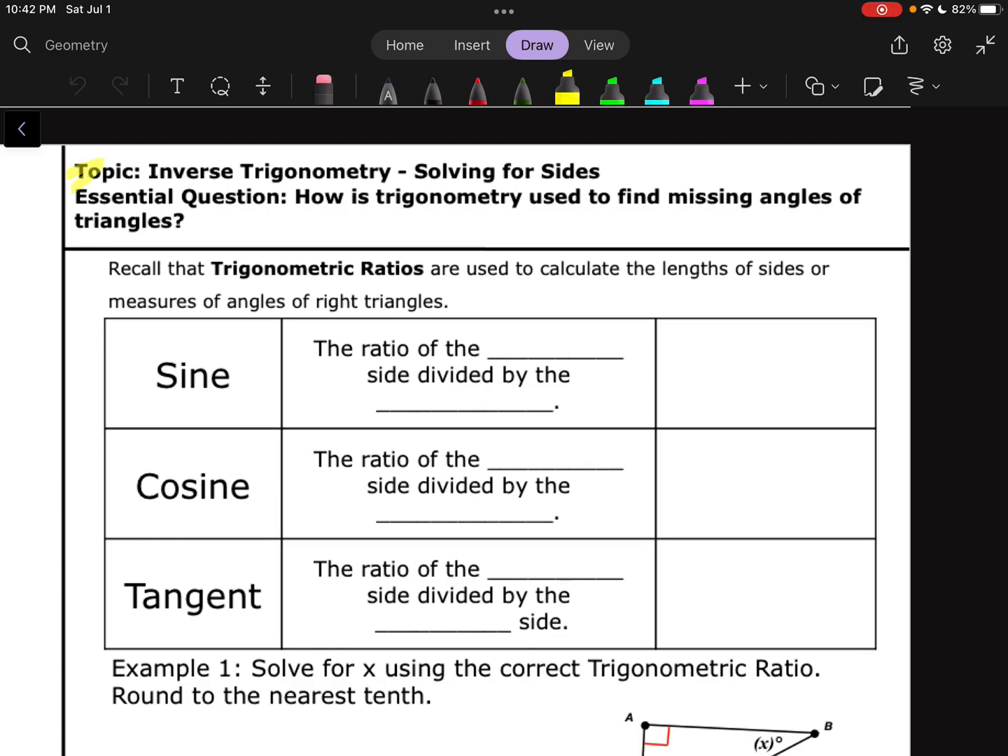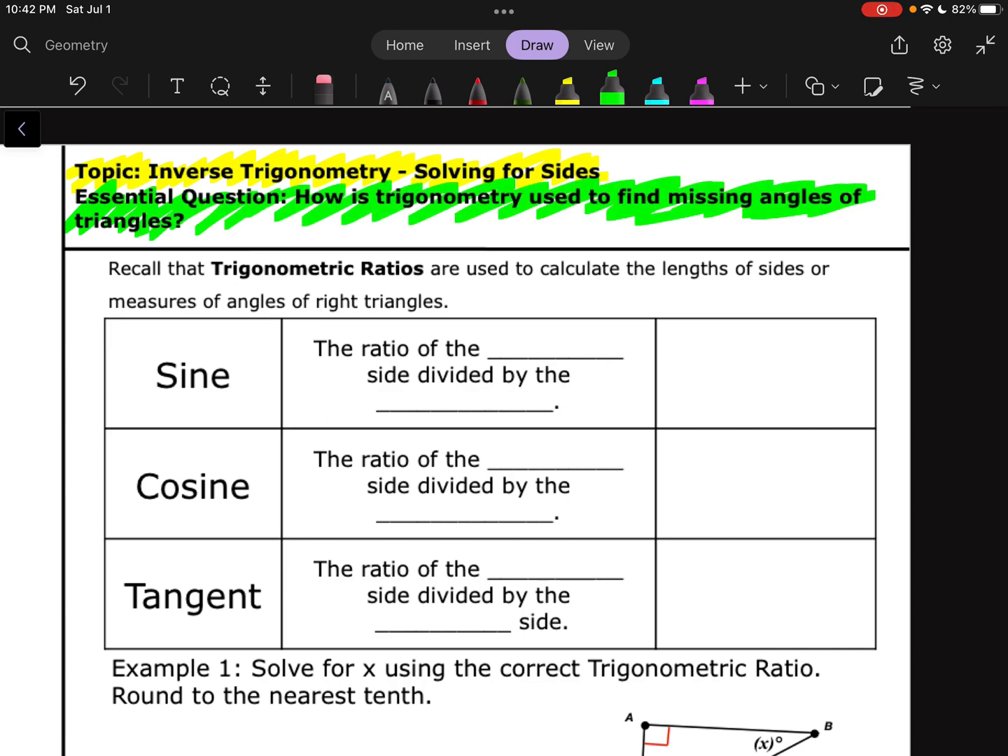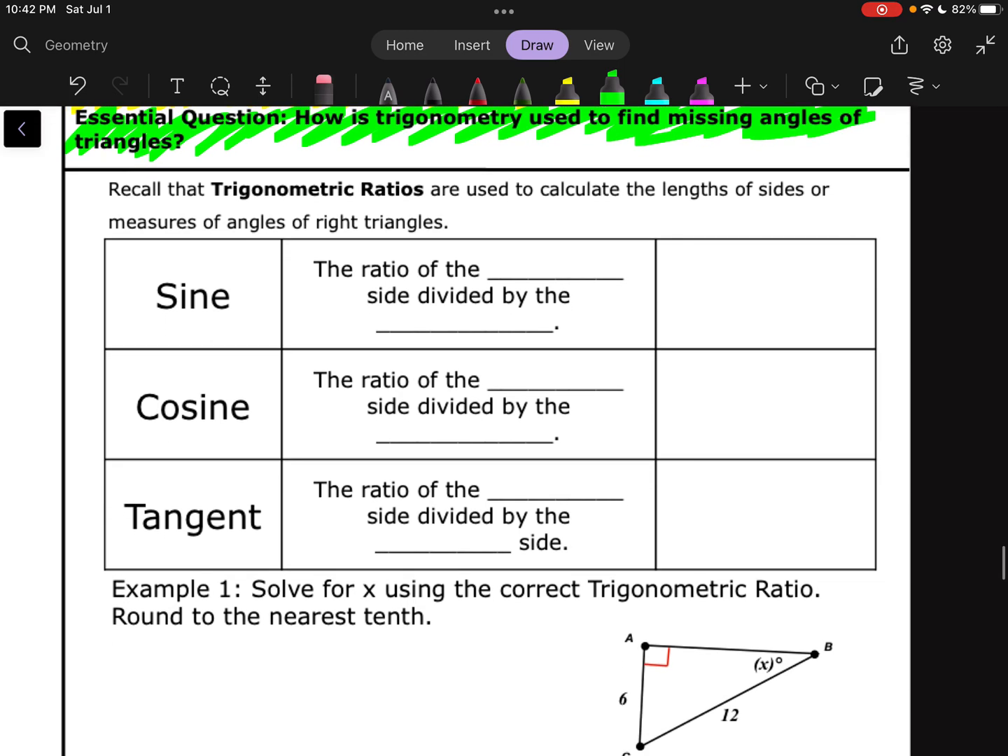Okay, so the topic for this video is going to be inverse trigonometry, where we are going to be using the inverse trigonometric ratios to find out missing angles in triangles. So, a little recap before we get started here. It says, recall that trigonometric ratios are used to calculate the lengths of sides or the measures of angles. That's going to be the relevant one here for today.